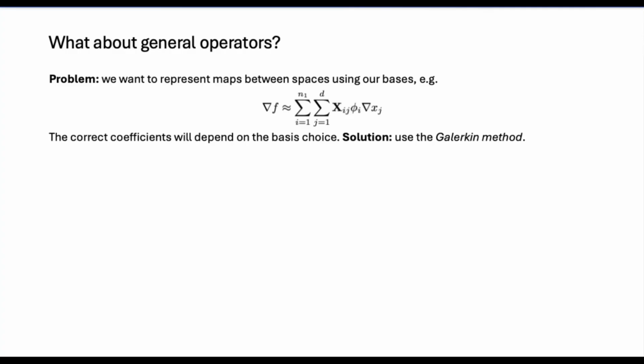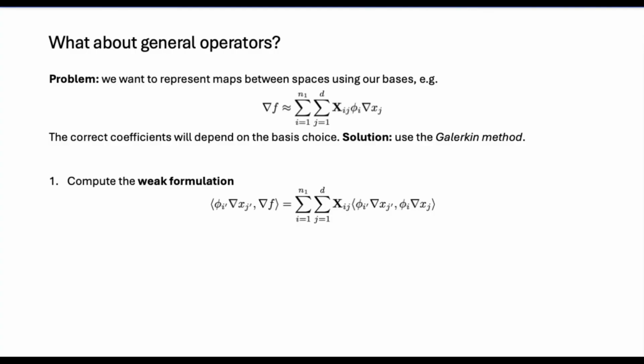So the solution we're going to use is this standard trick in numerical analysis called the Galerkin method. And that is basically to exploit the inner product structure that we have. So to walk through it, let's look at this example here. So we have grad f. We want to express it in this form. So given an f, we want to find the x_ij that mean that this expansion is equal to grad f, or close to it.